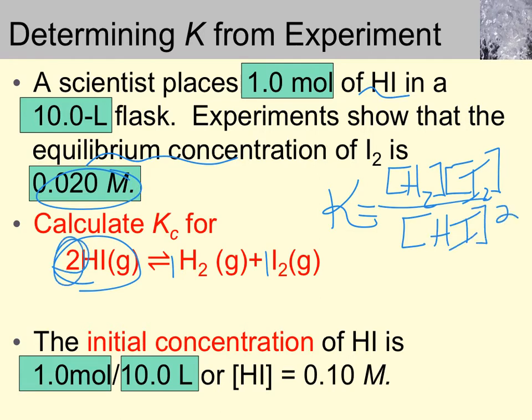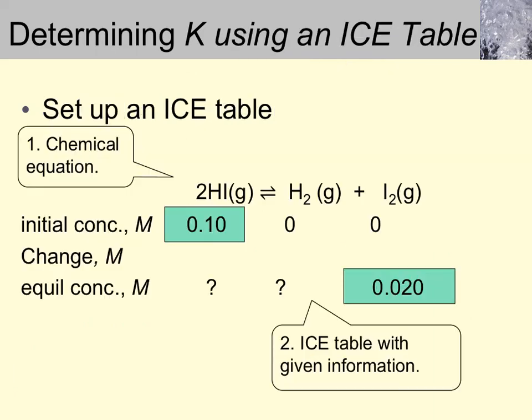All right, so we don't know the value of K, but I'm going to go ahead and set up our ice table. I also want to point out to you, just be on the alert that the starting amount was not given in concentration, so you're going to need to calculate that first. So 1 mole divided by 10 liters, so the initial concentration of hydrogen iodide is 0.1 molar. So here's our ice table.